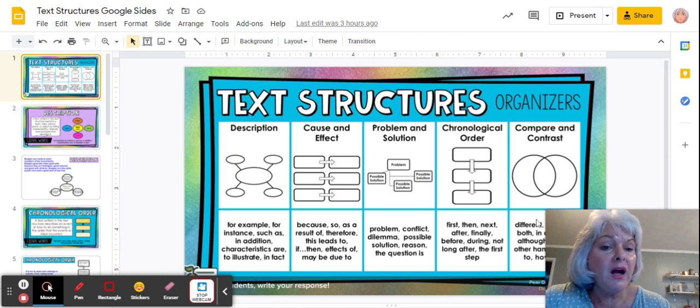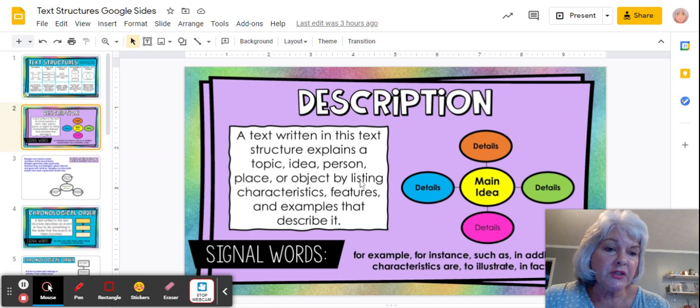And then to compare and contrast, when you're comparing what happened with the 13 colonies and what's happening with Great Britain, how are they different? Both, although, on the other hand, however, all those words are signal words. So first we're going to look at description.